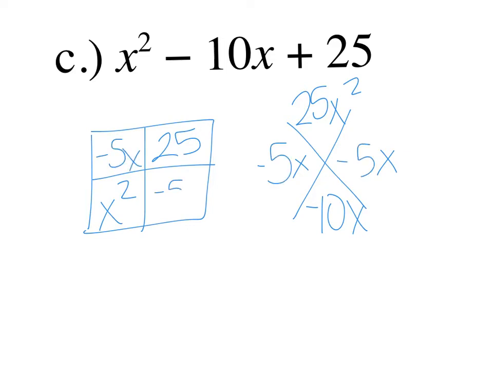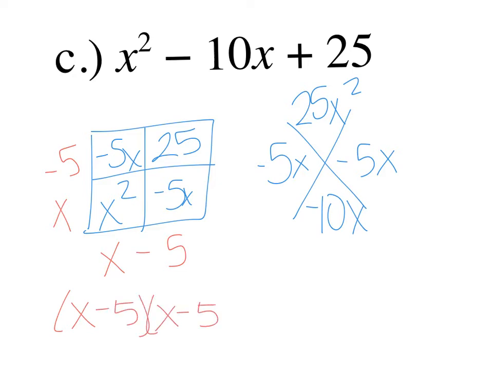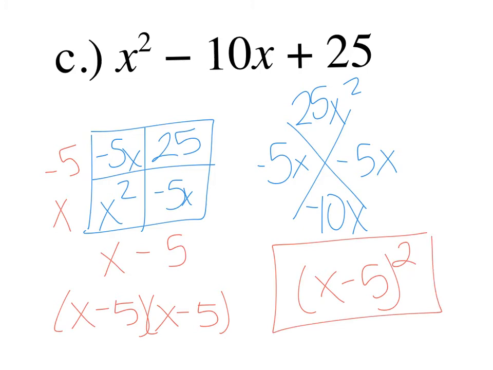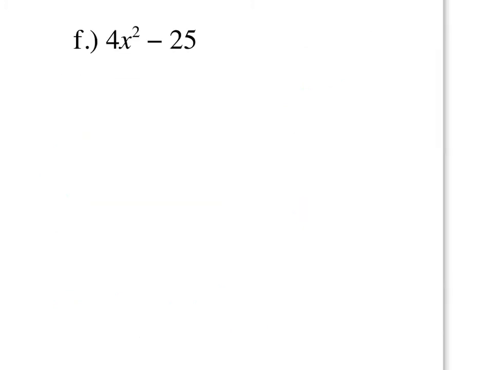So when we go to plug them in, we want to find the product, the dimensions, what's going to multiply to give us x squared minus 10x plus 25. And it turns out to be x minus 5 times x minus 5. So instead of writing it twice, we usually just say that it's the binomial squared, which is x minus 5, the quantity squared. We're going to jump down to part F, which is 4x squared minus 25.